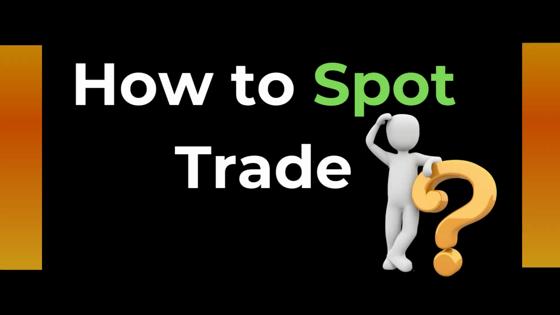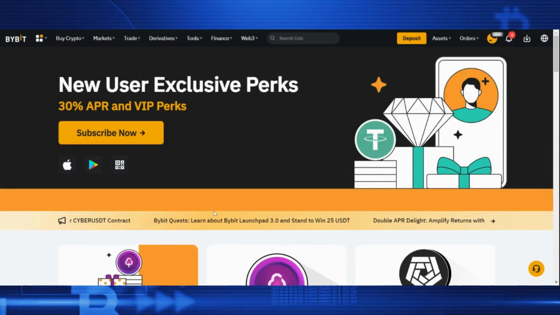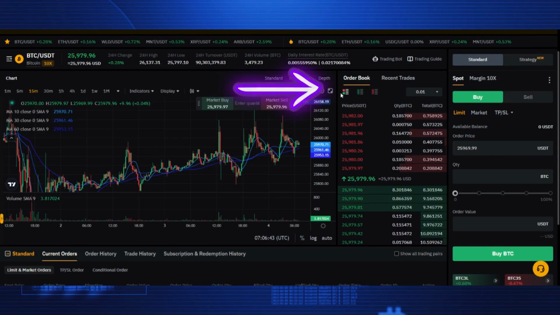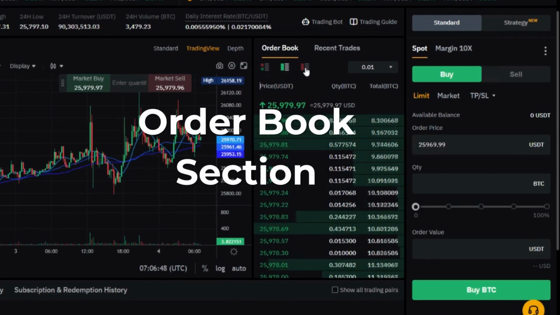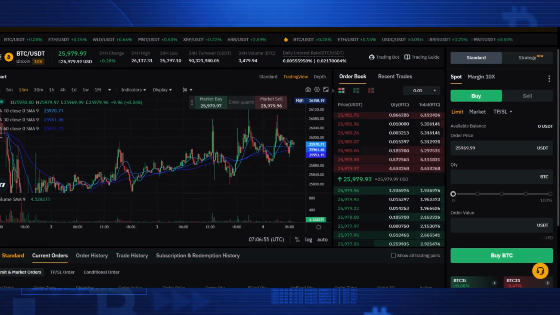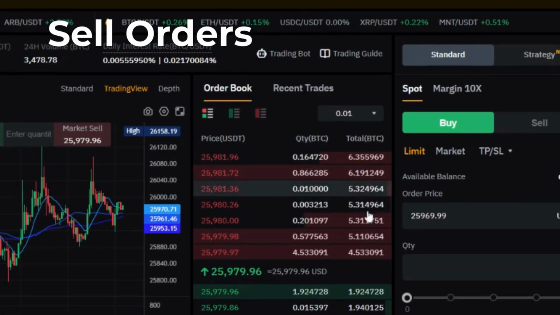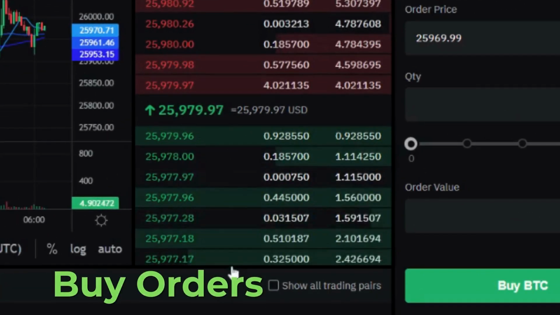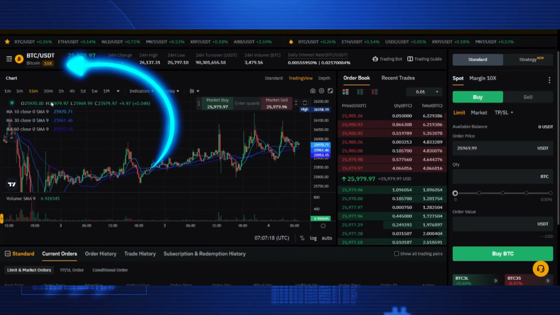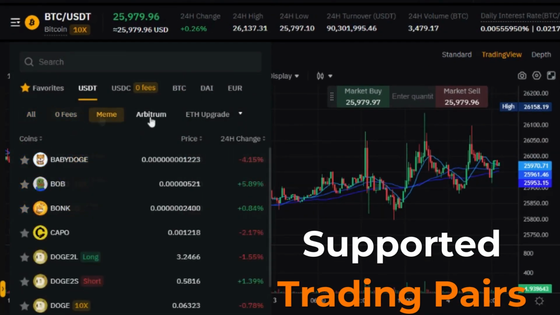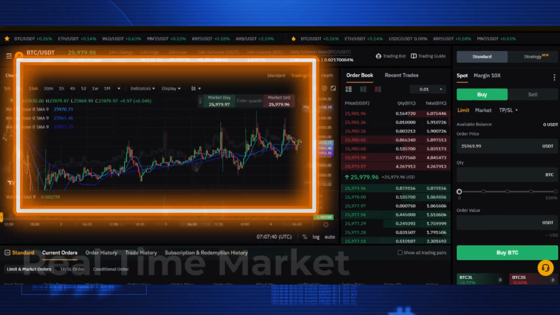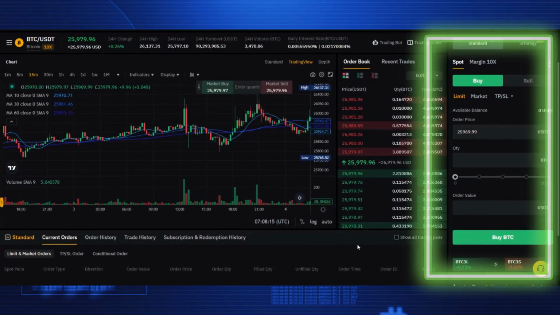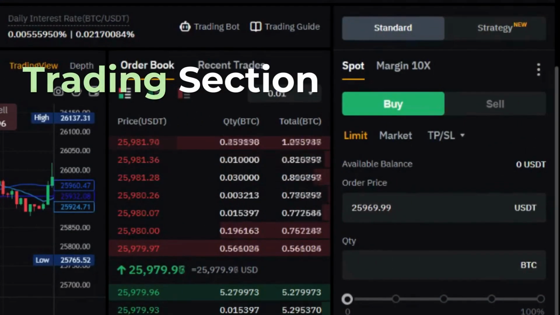How to spot trade? From the Bybit main menu, click on the Trade tab, then on Spot. On the right side, you will see the Order Book section. At the top, you will see all the sell orders in red, and at the bottom, the buy orders in green. On the left side, you will see all the supported trading pairs in each market. The middle section shows you the real-time market candlestick chart. On the far right corner, we will see the trading section.